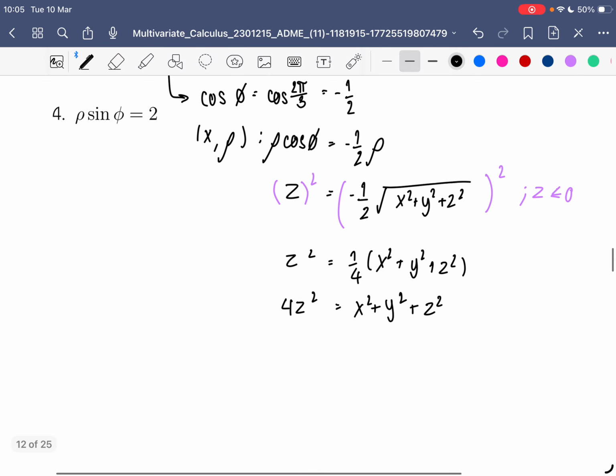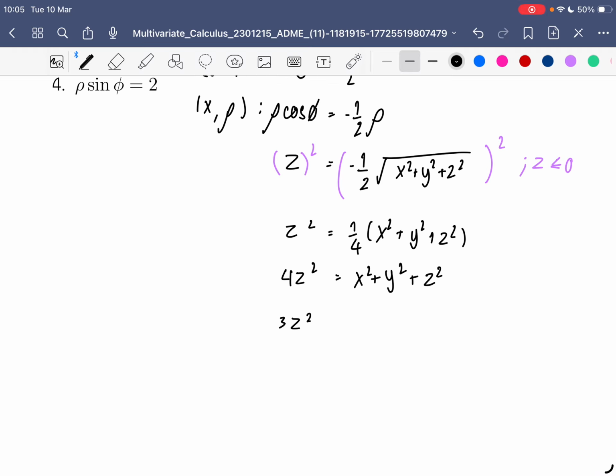The equation for this one is, the surface is the cone, right? It's a half cone because z is negative. So instead of the full cone, it's a half cone facing down, right? Because z is negative. So this is a half cone facing down.